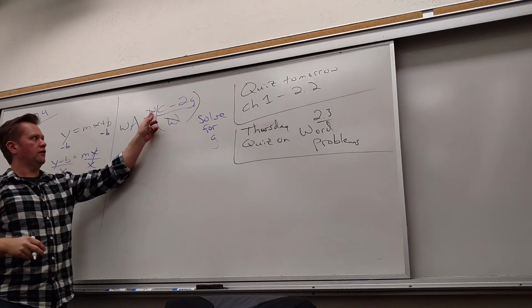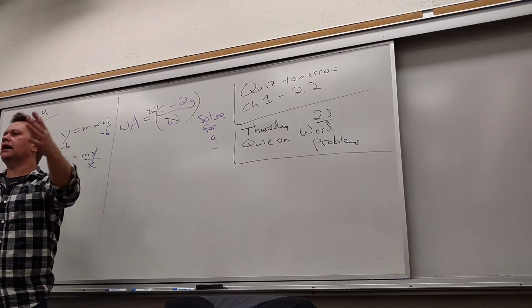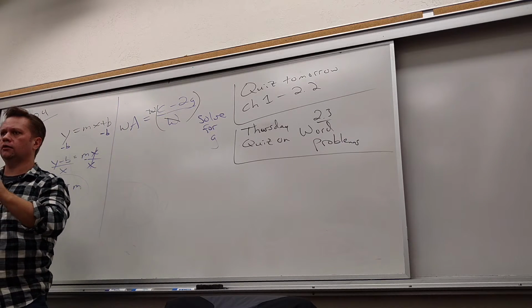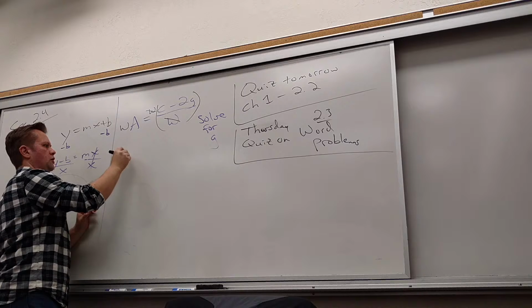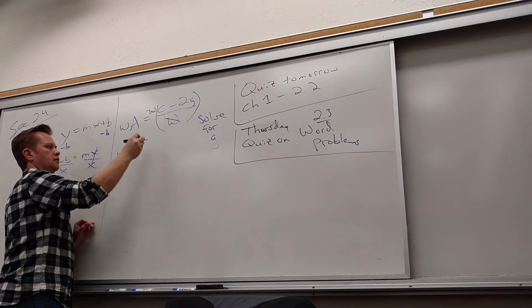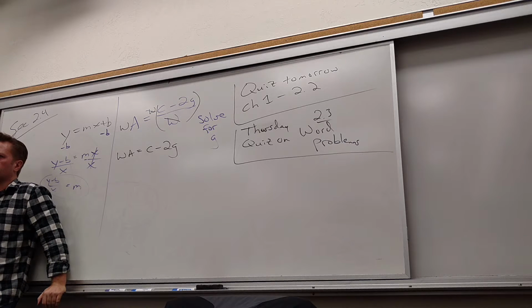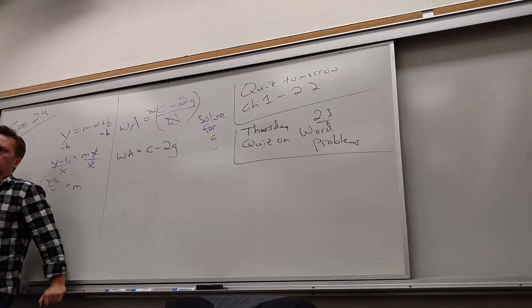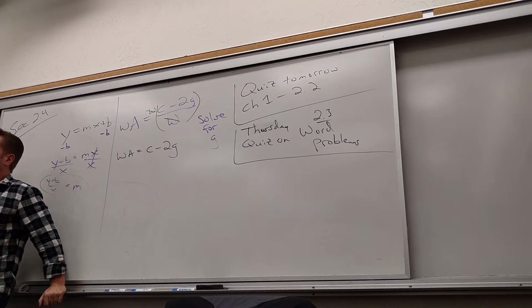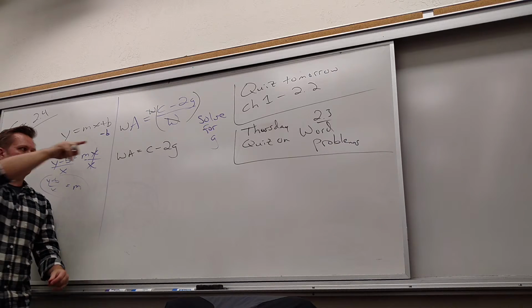Now, is there a w left to distribute? No. It died, so let it go away. So I get wA equals what? C minus 2G. Okay. Stop there for a second. Now it looks better. Now what's the next thing I need to do? Subtract C. Why subtract? Because C is positive.